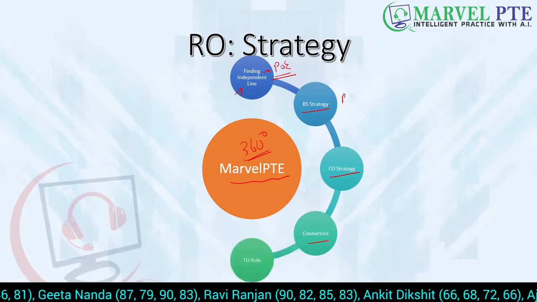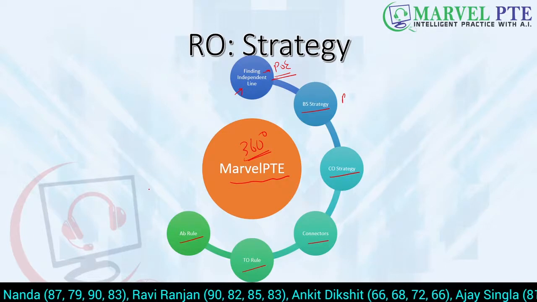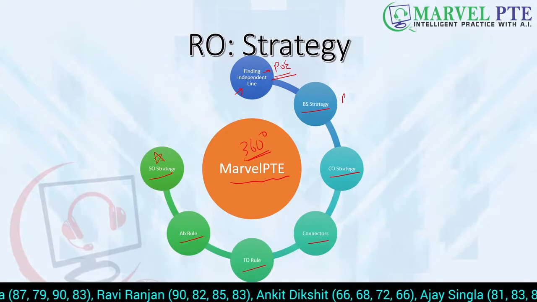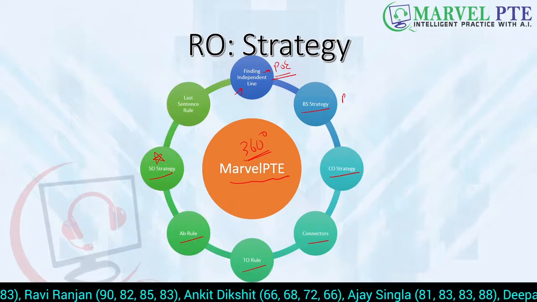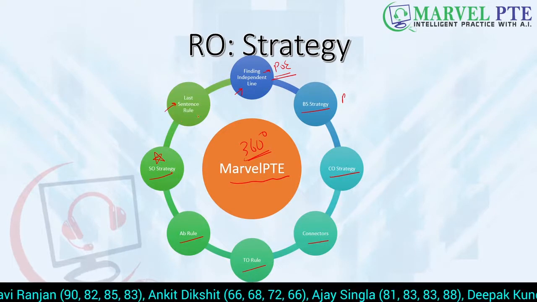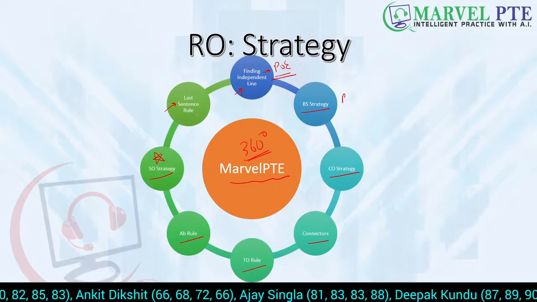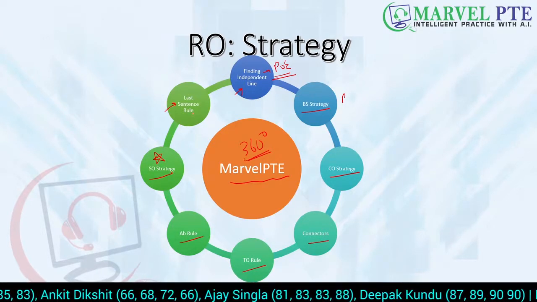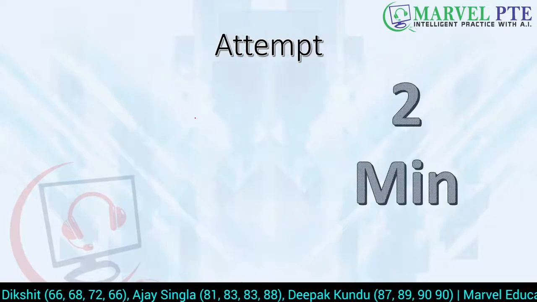कनेक्टर्स के थ्रू भी हम पेयर्स फाइंड आउट करते हैं. TO रूल, टॉपिक ऑर्डर रूल, AB रूल, एब्रीवेशन रूल. SO strategy, you had seen implementation of SO strategy in today's reorder paragraph, and then there are certain rules for finding last sentence. So all these strategies we combine, we teach them in detail to our students so that they can also solve reorder paragraphs within the time frame of 2 minutes.